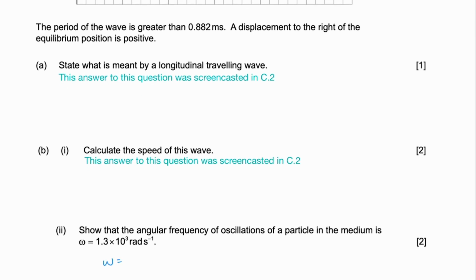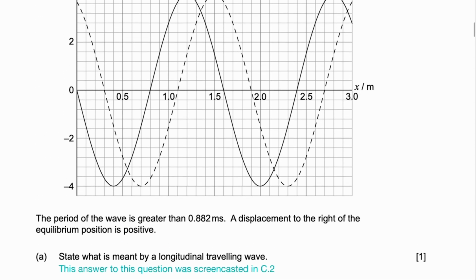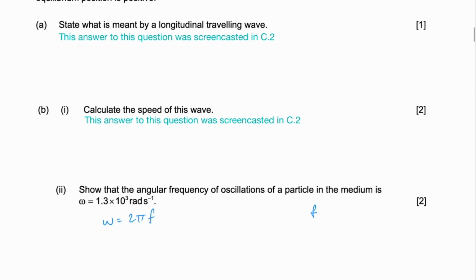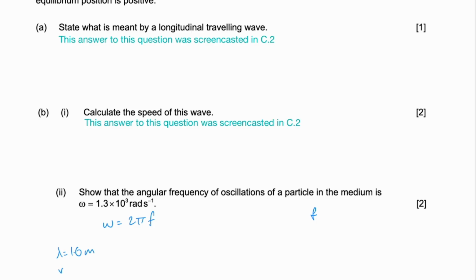Well, we know the equation for omega is 2 pi f. We need to know what f is. We can see that the wavelength is 1.6 meters. And the previous question told us that the speed of the wave was 340 meters per second. So frequency is equal to 340 divided by 1.6. And we can pop that all into this equation here. And that gives us a value of 1.34 rads per second. In fact, I think we did answer that in C2, but there we go, we've done it again.